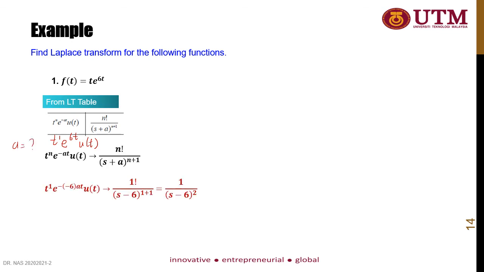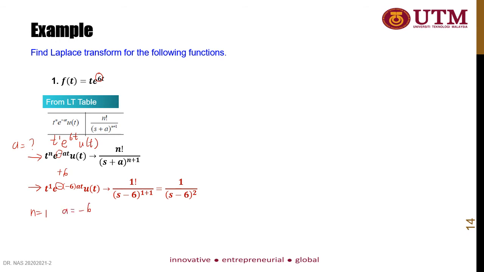So comparing the equation from the table with the one you have, n is equal to 1. Your A is negative. To get positive 6, this is from the equation, so it is negative. So to get positive 6, your A will be negative 6.